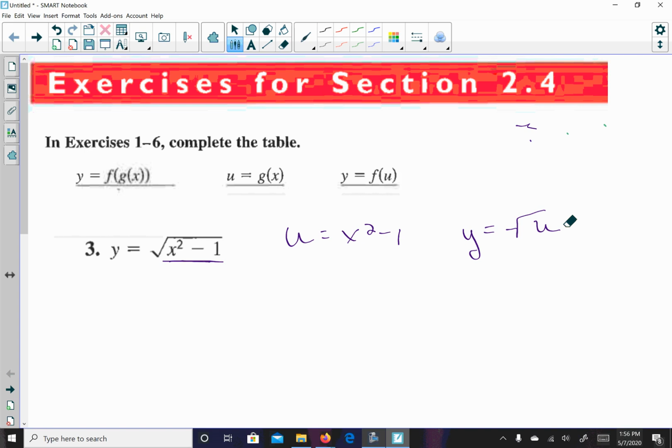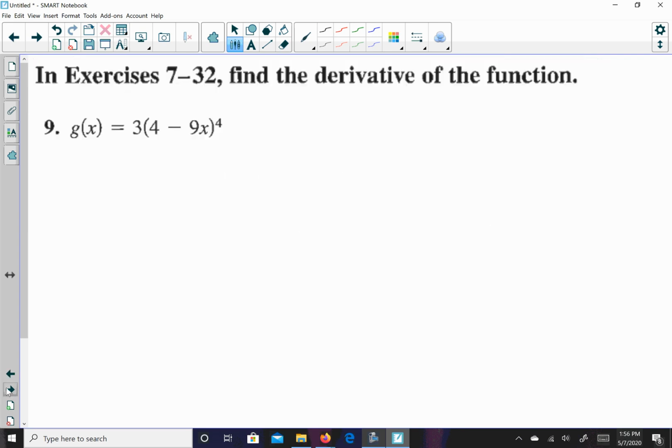So when I go to use the chain rule, I'm going to take the derivative of u, and then I'm going to take the derivative of what's inside. Let's start with number 9. I have g of x equal to 3 times the quantity 4 minus 9x, and that whole thing is raised to the 4th power. Going back to that previous example, my innermost function is 4 minus 9x, and the outermost function is something raised to the 4th power.